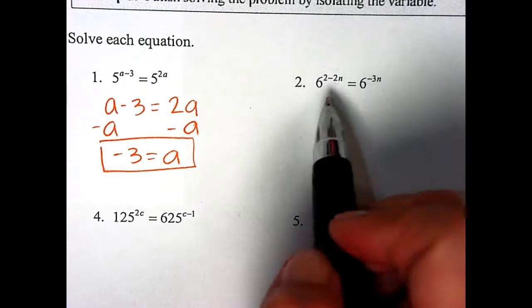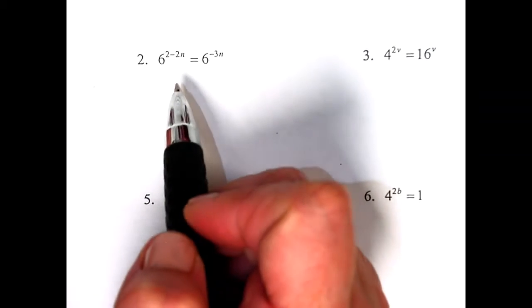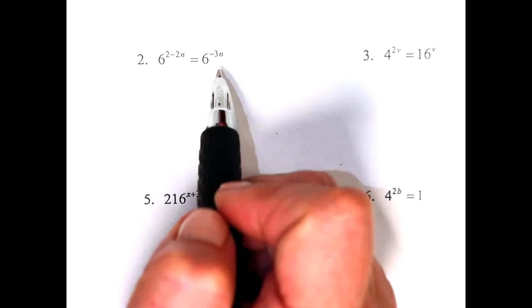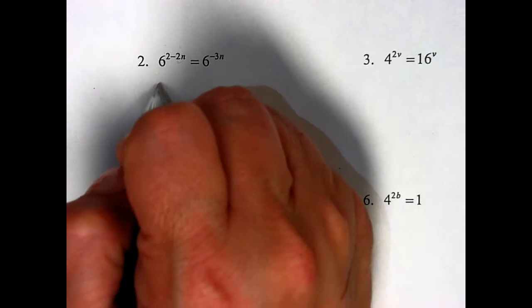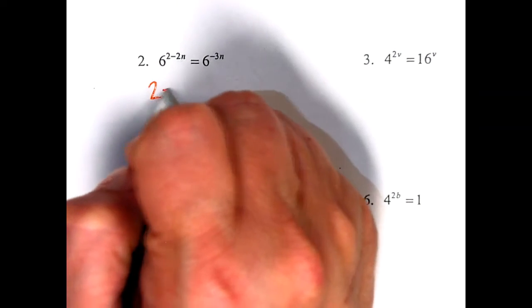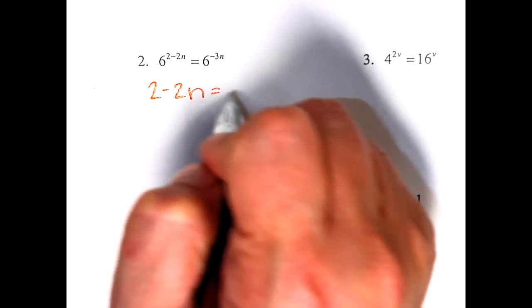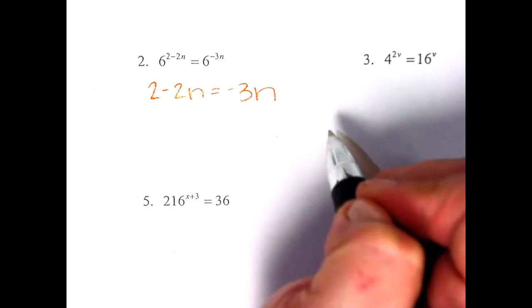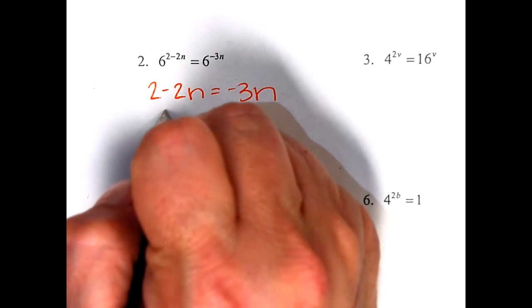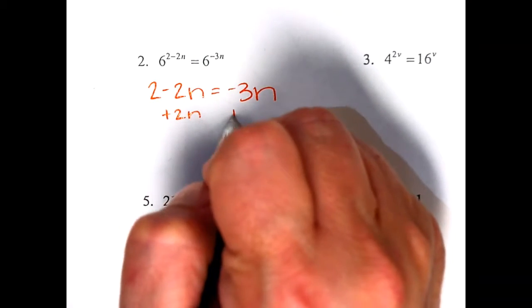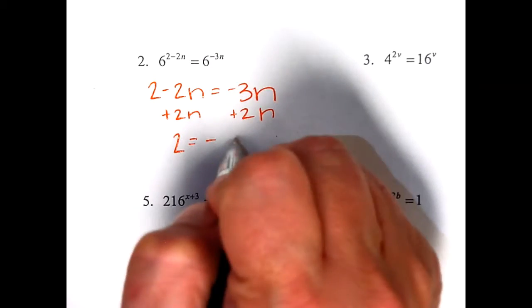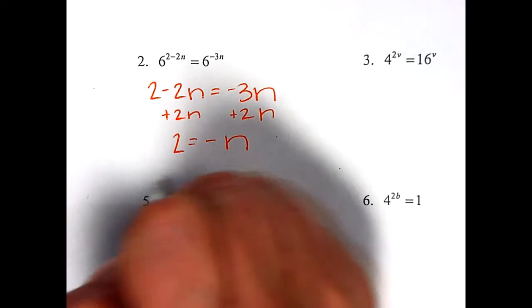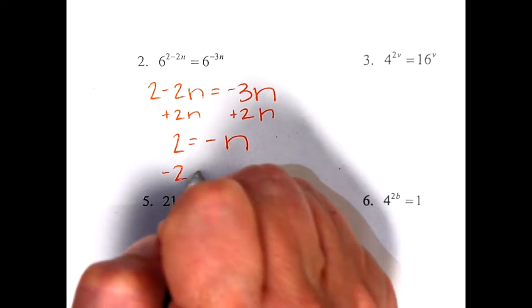Okay. Number 2 is 6 to the 2 minus 2n equals 6 to the negative 3n. The bases are both 6, so I can drop those and just use the exponents. So I have 2 minus 2n equals negative 3n. And then I'm going to use problem solving rules. So I'm going to add 2n. So I have 2 equals negative n. And we can't leave an exponent negative, so negative 2 equals n.